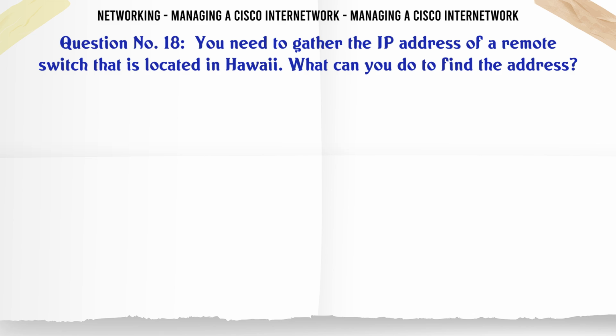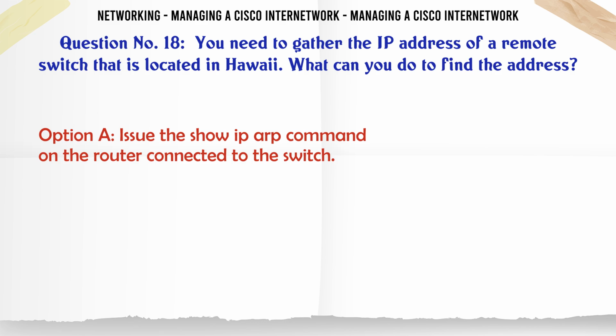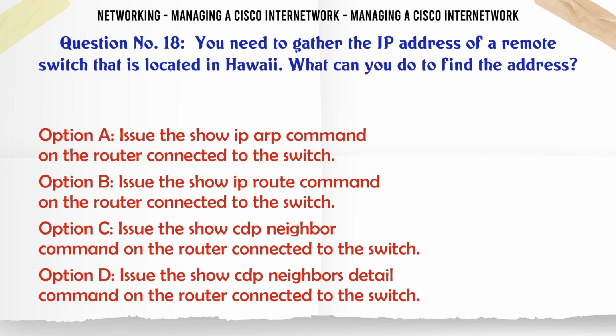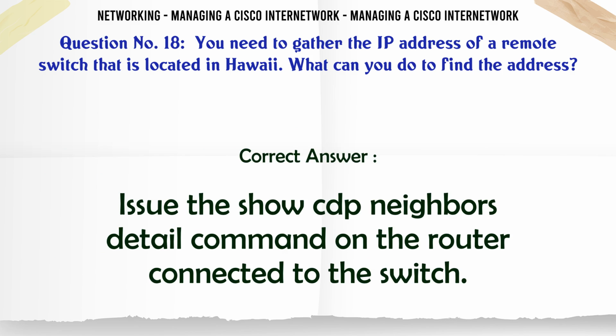You need to gather the IP address of a remote switch that is located in Hawaii. What can you do to find the address? A. Issue the show IP up command on the router connected to the switch. B. Issue the show IP route command on the router connected to the switch. C. Issue the show CDP neighbor command on the router connected to the switch. D. Issue the show CDP neighbors detail command on the router connected to the switch. The correct answer is issue the show CDP neighbors detail command on the router connected to the switch.